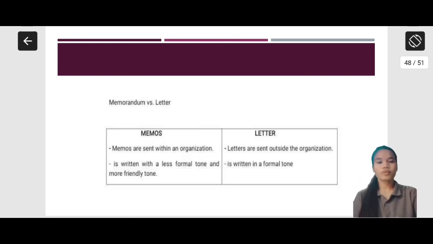The memorandum versus the letter. As I discussed earlier, the memorandum or memo is a short message that is often used to inform. A letter is defined as a form of written communication that contains a long message, address, and greetings, which is Dear Mr., Miss, or Ma'am, and ends with the closing, which is usually sincerely yours or truly yours.